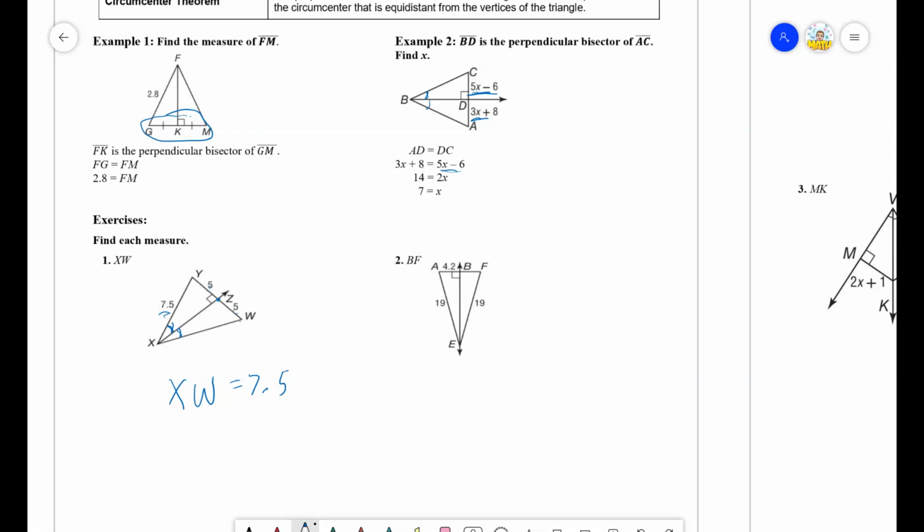Right? Now we go the other direction here. I can see that this is forming a perpendicular angle here. So we have a perpendicular bisector. So knowing that this is 19 and this is 19, I can automatically infer that the length of segment BF is equal to 4.2, because we have a 4.2 segment length there.